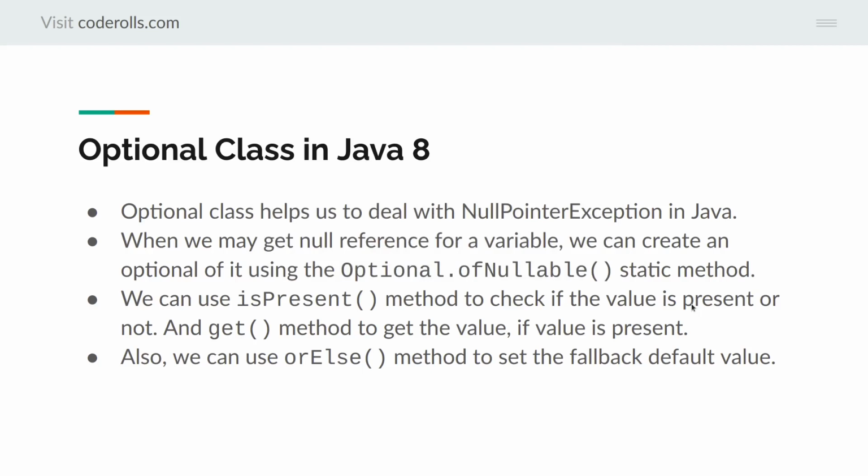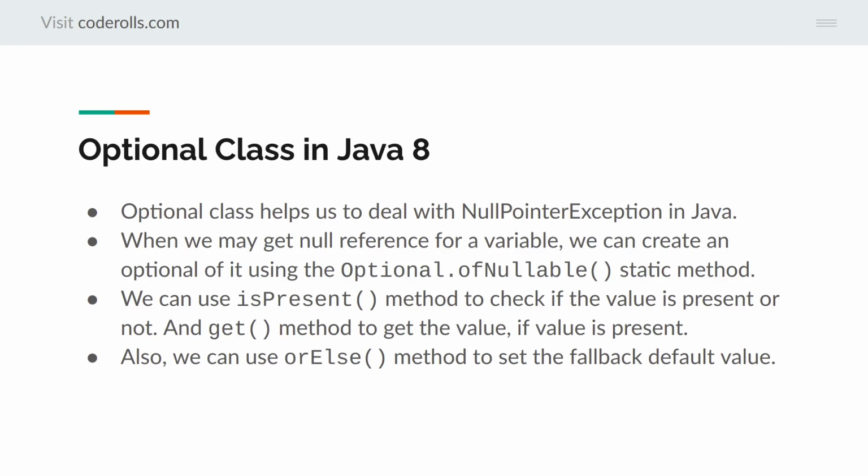Hey, welcome back. Today we will see one of the most important Java 8 features, and it is the Optional class in Java 8. In day-to-day programming, we are dealing with null pointer exceptions. Usually, we will use an if statement to check if the variable is null or not, and then we will process it. But it is a really tedious job to do null checks every single time. And that's why there is an Optional class to help us deal with null pointer exceptions in a better way.